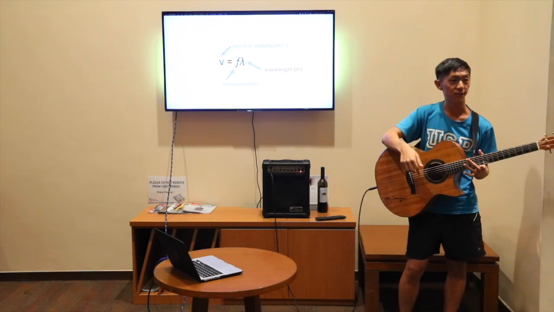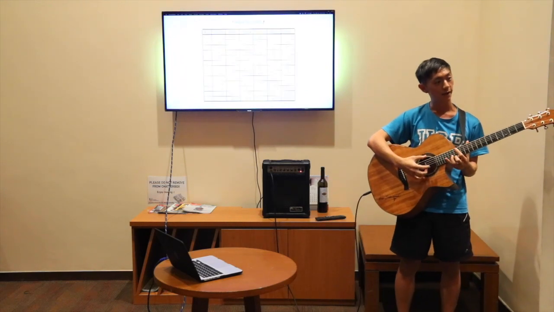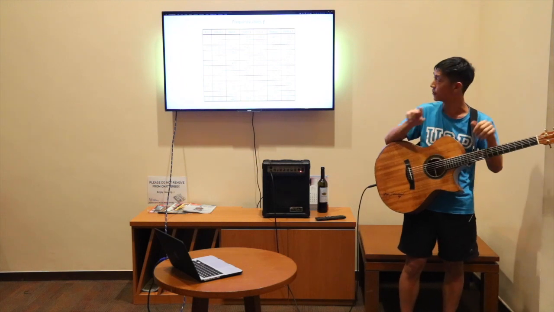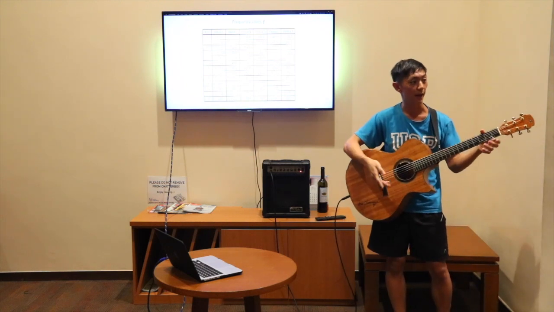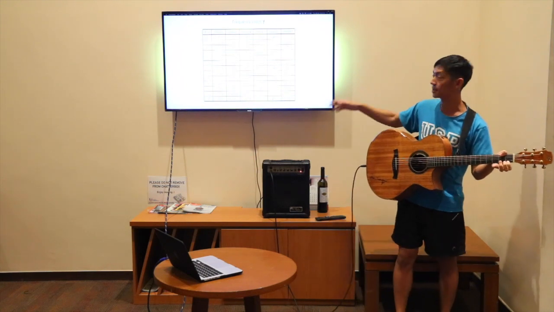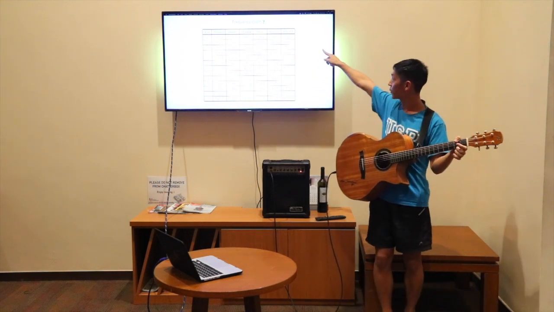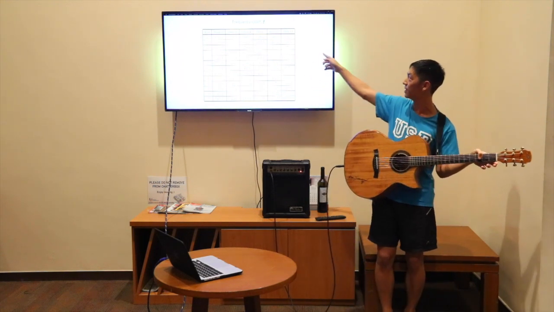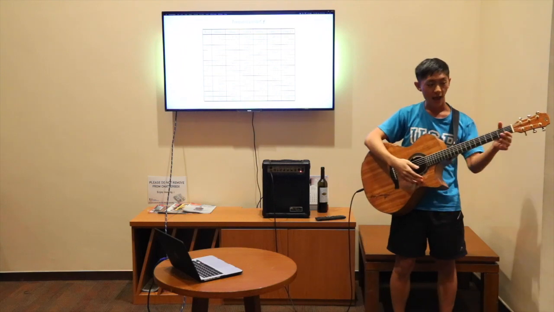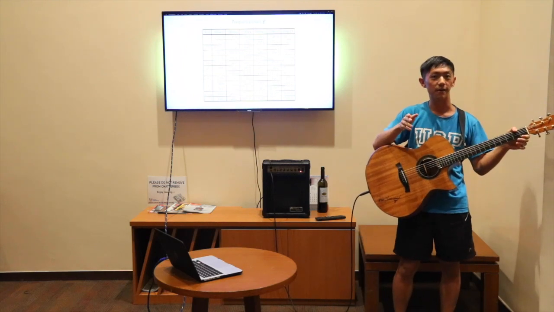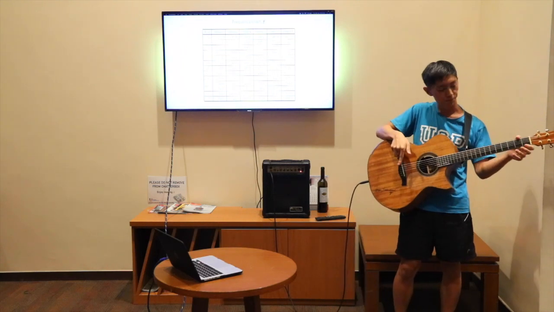I want to change the frequency. Frequency is how high, so high frequency is up here, low frequency is down there. I want to change frequency, V is constant, so I'm messing with lambda. It's easy. The frequency of this string up here is about 329.6, about 330. So how do I change the wavelength, the lambda? I do that by pressing the frets.